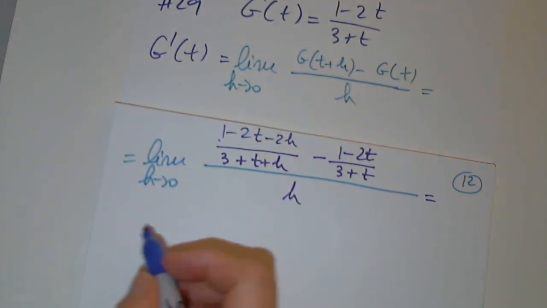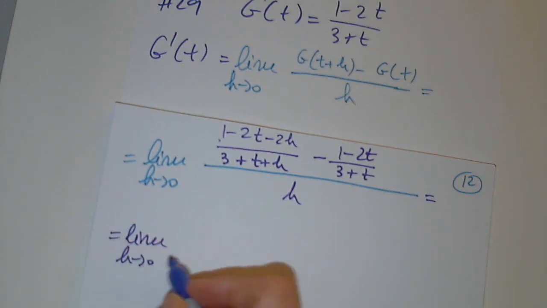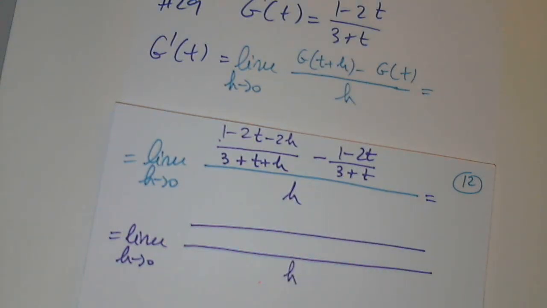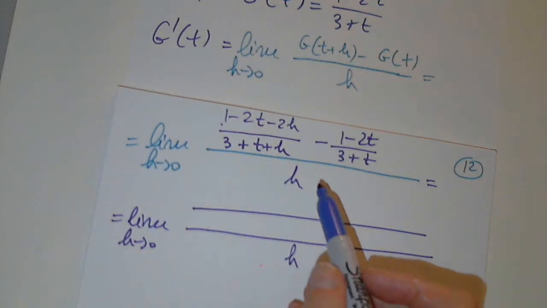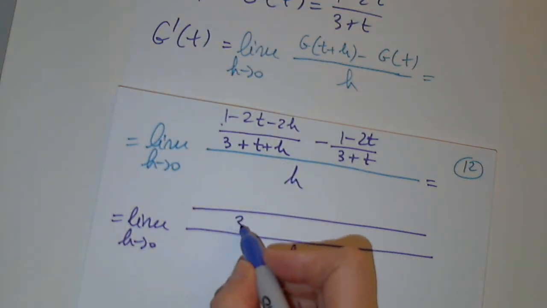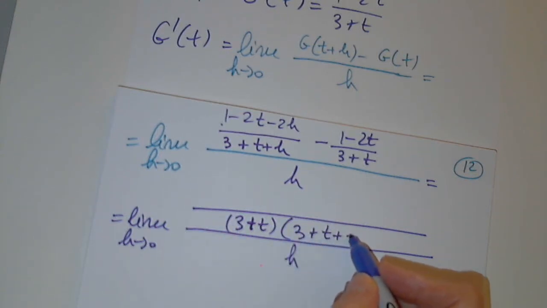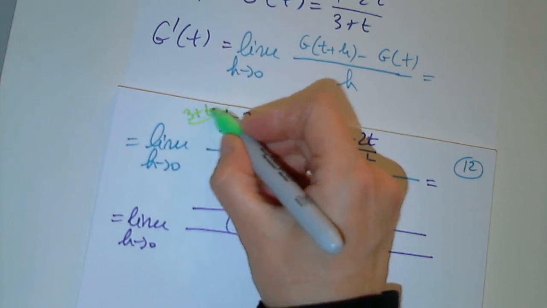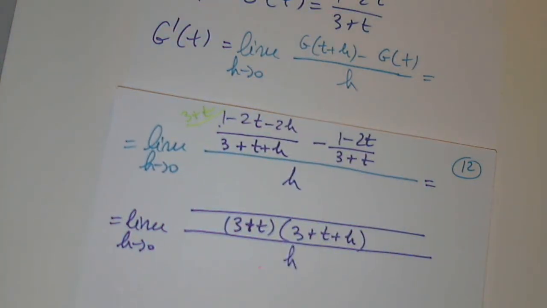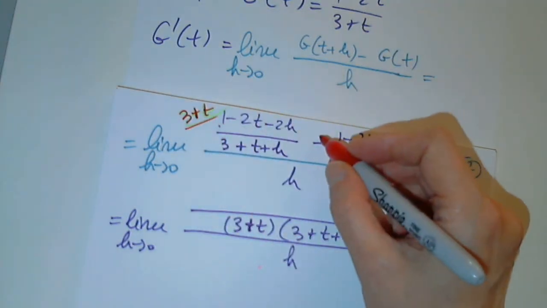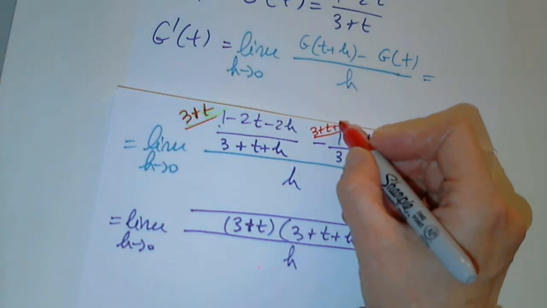And now please tell me how to continue. Least common denominator. Excellent, yes, thank you. Of course, they have nothing in common. They both have to be in the least common denominator: 3 plus t, 3 plus t plus h. Now be very careful because of the adjustments that the first fraction gets a 3 plus t, and the second fraction, this one gets a 3 plus t plus h.